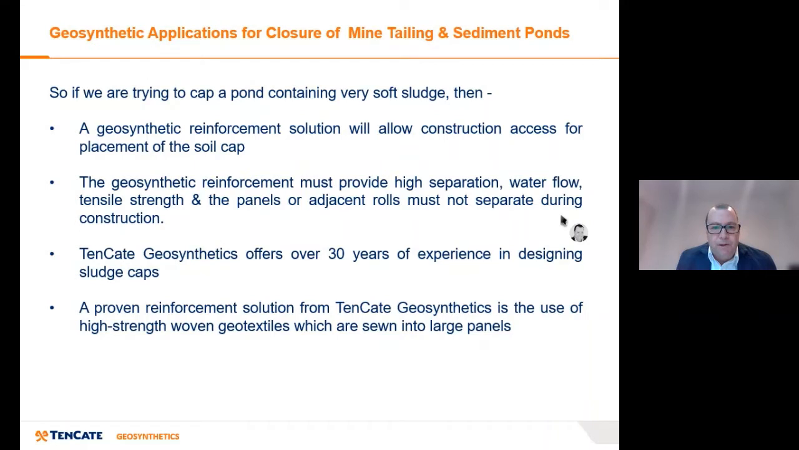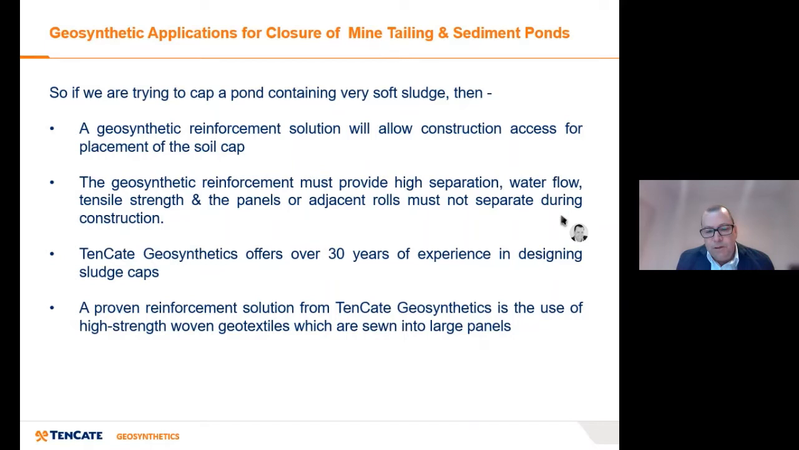So if we've got a pond with very soft sludge, we need to be able to get construction access out there to place the reinforcement solution, as well as place the soil layer. So we need that. That's why the reinforcement layer is there. It needs to separate the sludge from below with the material on top. It needs to allow water flow, and it needs to have good tensile strength. And the strength of the material, we'll select during the design phase.